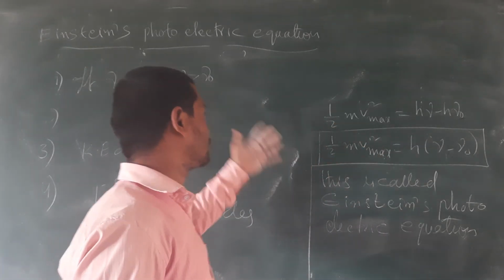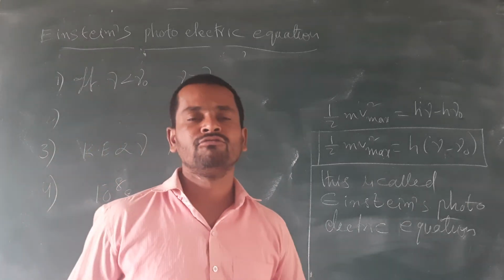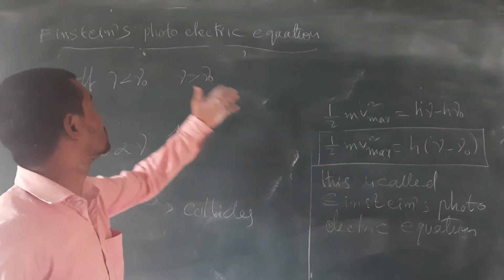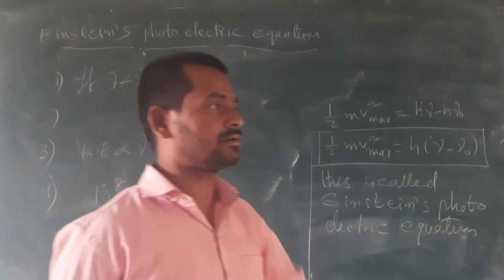So these points are given by Einstein, and this equation is called Einstein's photoelectric equation.